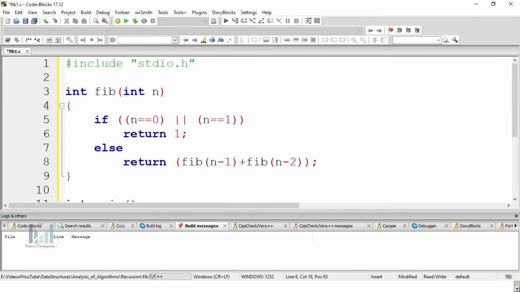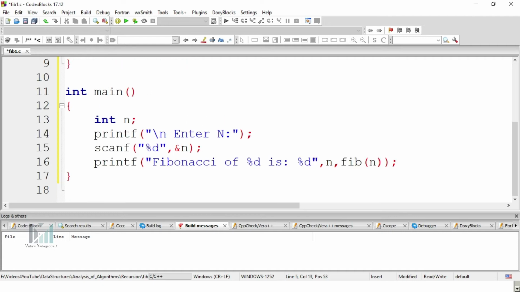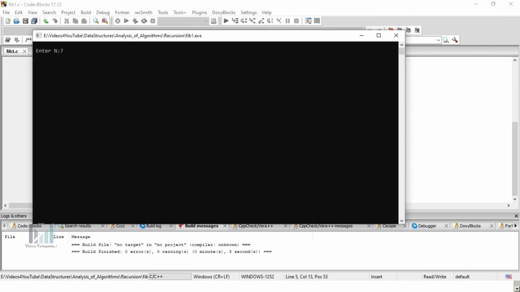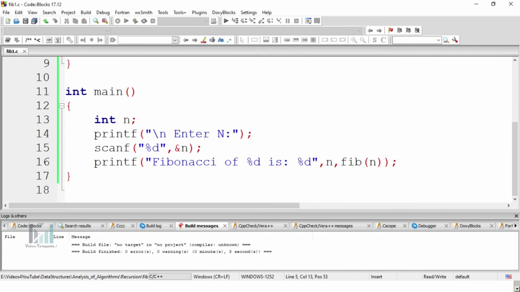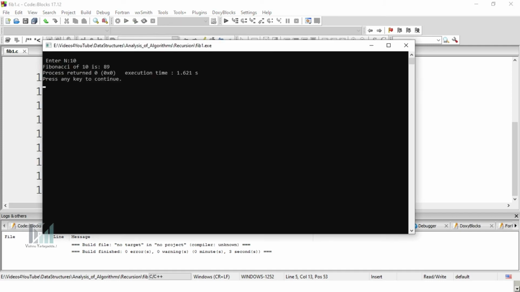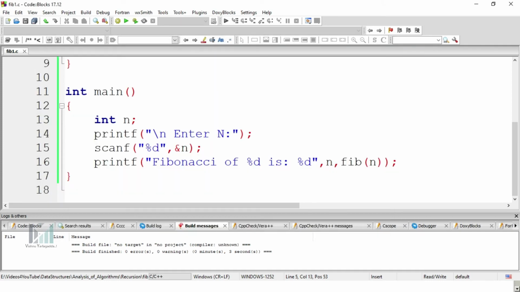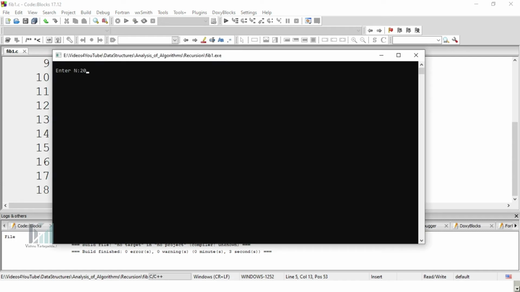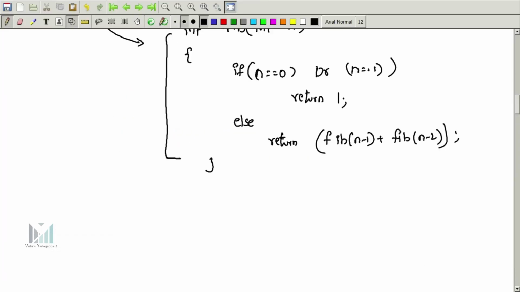So Control F9. There are no errors. Control F10. So enter n value 7. It is 21. Control F10. 10, it is 89. Control F10. Suppose I want to find the Fibonacci of 20, then it is 10946. It will take some time to perform these operations, but the system can give the same output in less time if it is adjusted to that.